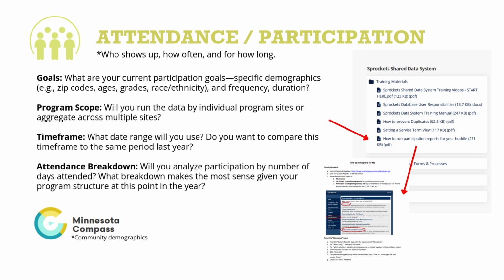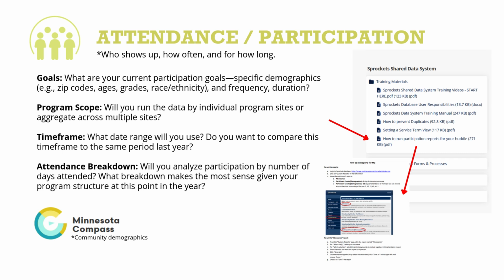So starting with the attendance and participation data, it's helpful to identify what insights would be most helpful for your program. And you might have thought about this in the plan stage for your cycle, but here are a few reminders of things to consider. Your goals. What are your current participation goals? And this could be around specific demographics, including those listed like the zip code, age, grade, race, ethnicity, maybe about the frequency of how often young people or how long, the duration that they participate. You may have goals you've committed to funders or goals you may define by your mission.